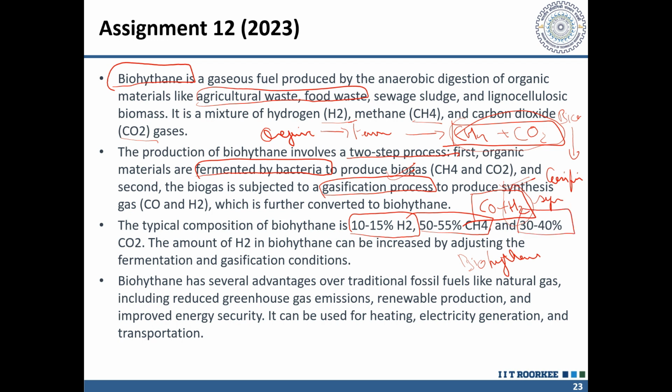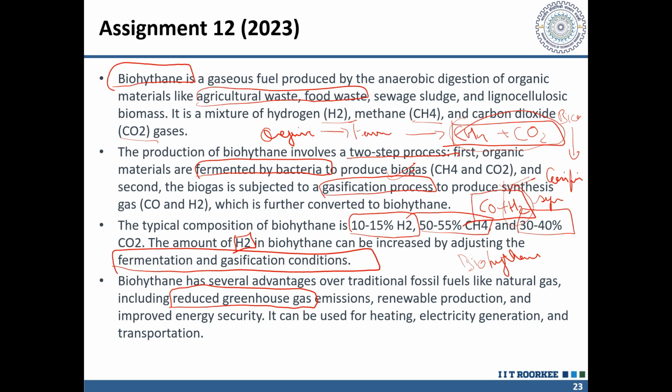The amount of hydrogen in bioethane can be increased by adjusting the fermentation and gasification process. So if we adjust the fermentation process or the gasification conditions, we can control the production of hydrogen, and thus we can also control the composition of the gases. So therefore we can produce bioethane. Bioethane has several advantages over traditional fuel gases, such as reduced greenhouse gas emission.